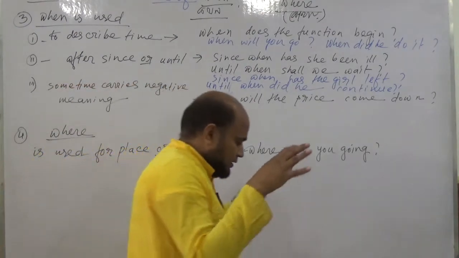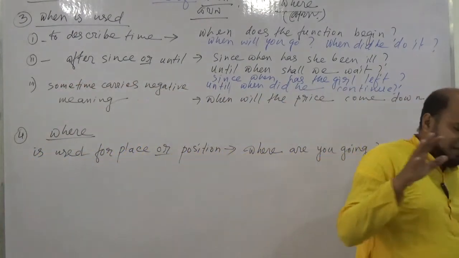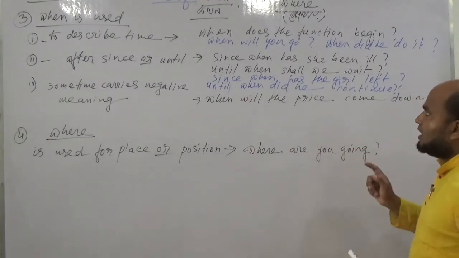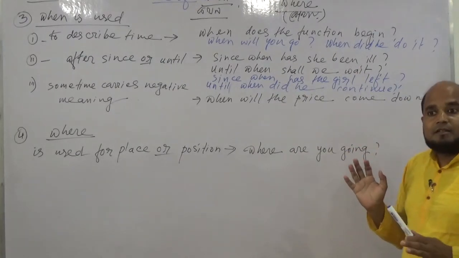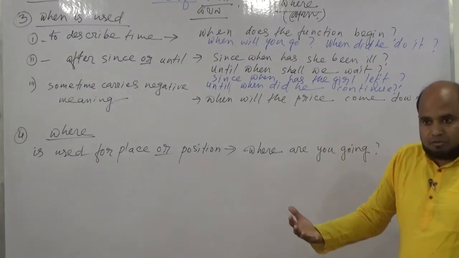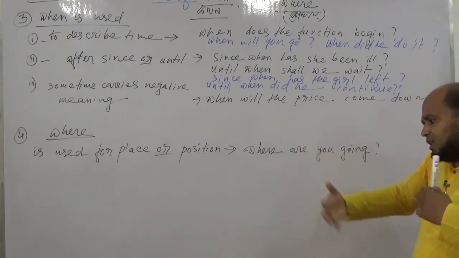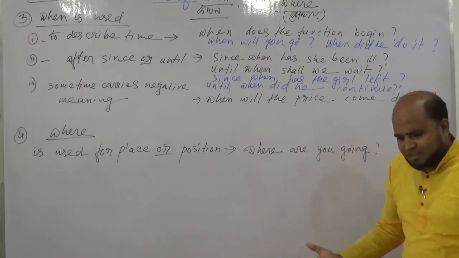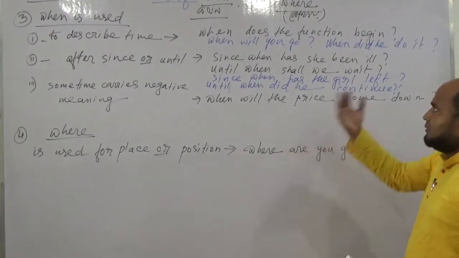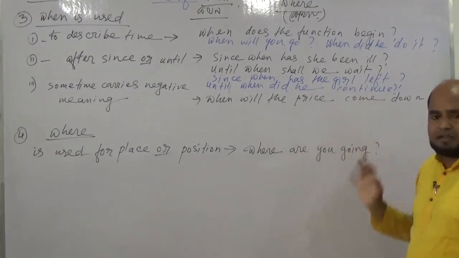So you should have a clear idea about these two meanings. Since when means কখন হইতে, until when means কতক্ষণ পর্যন্ত. So whenever we think in our minds about these kinds of thoughts, then we can express ourselves by since when and until when.